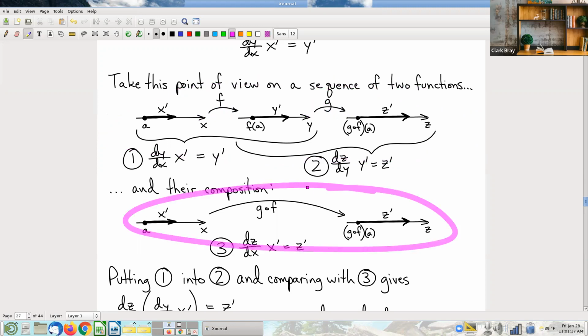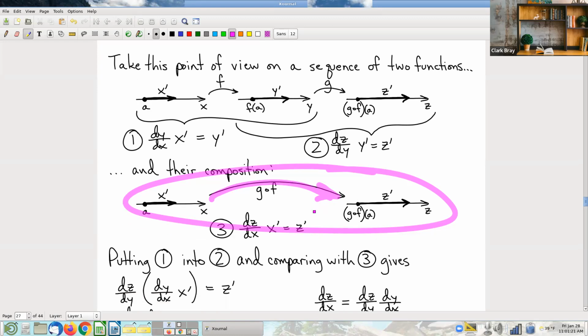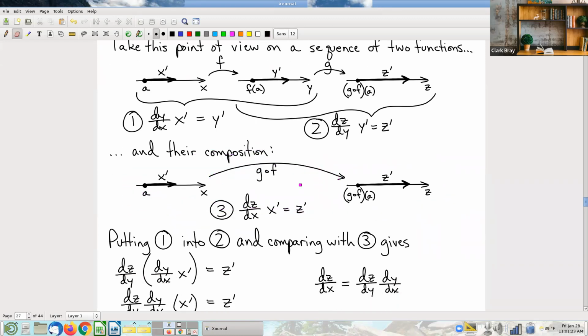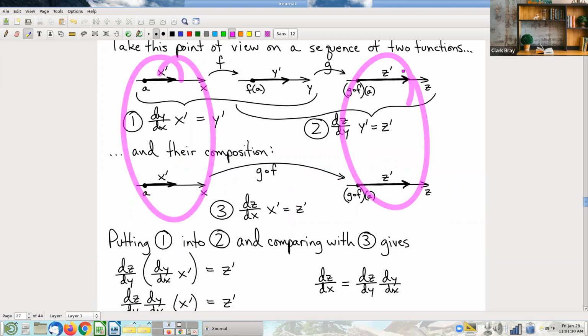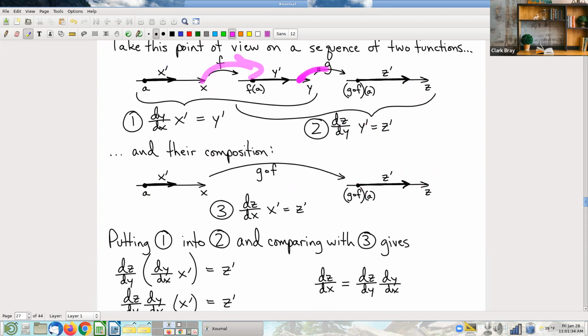Whereas here, there's just kind of the one step. And so of course you're multiplying by the derivative of that function. And so of course those have to be the same thing, because in both cases we're starting with x prime, we're ending with z prime. And so therefore the product of these derivatives has to equal that derivative. So that's another way to think about the same thing. A little bit more intuitive, a little bit less algebraic.